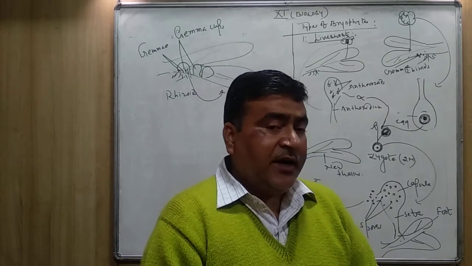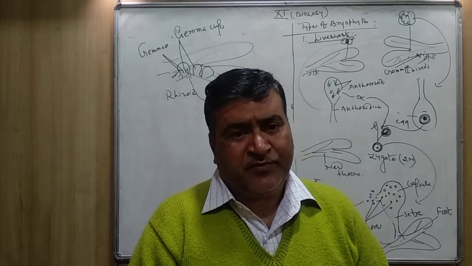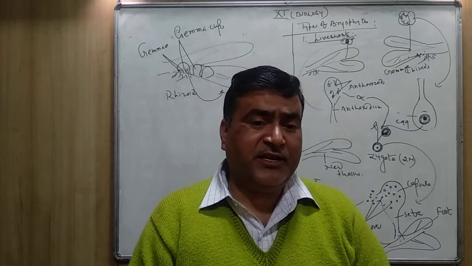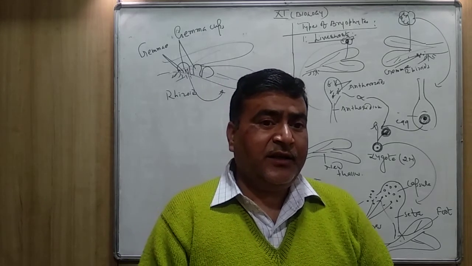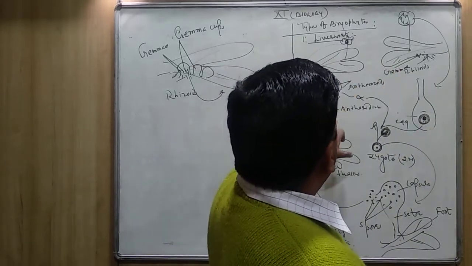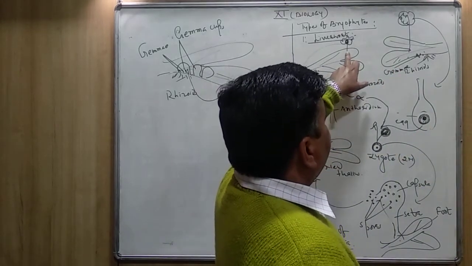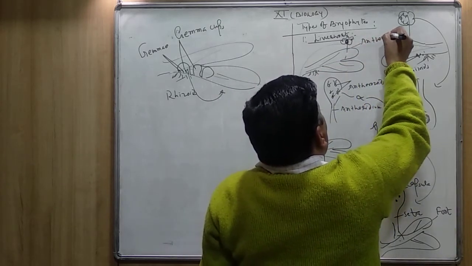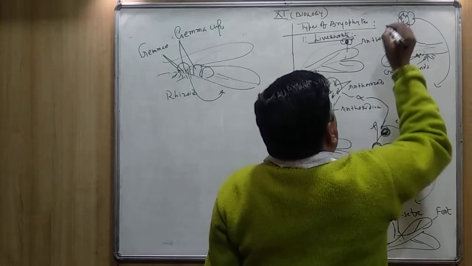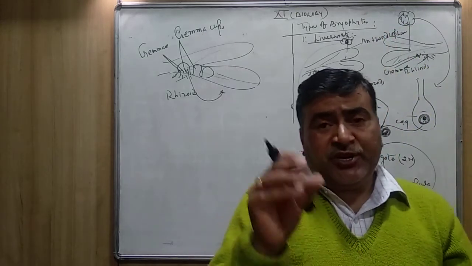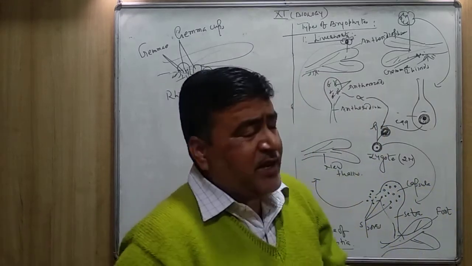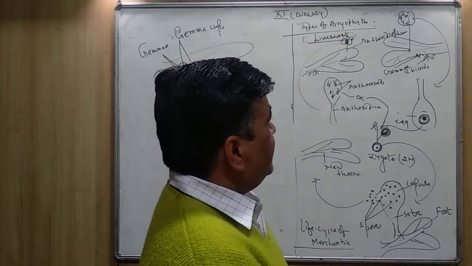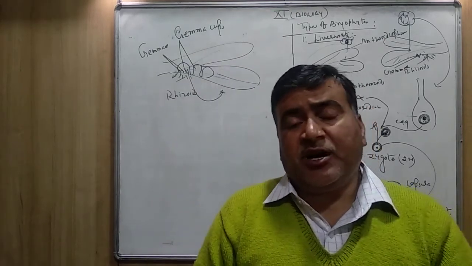As I told you, so many antheridium, these male sex organs, are present inside the antheridiophore. This diagram has been drawn in your NCERT book also. Each antheridiophore contains so many antheridium, and the female sex organ, that is archegonium.